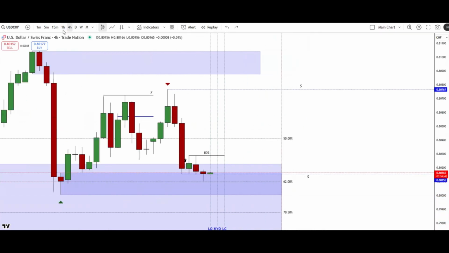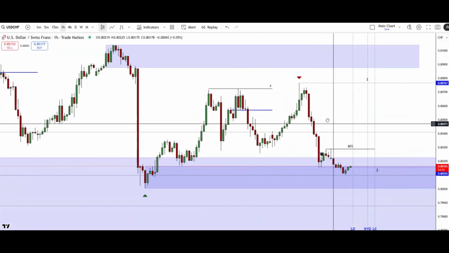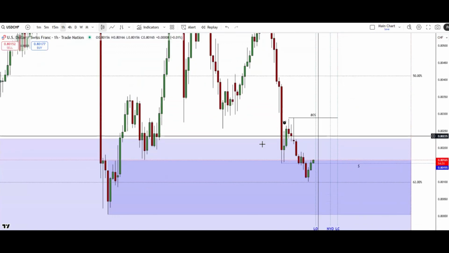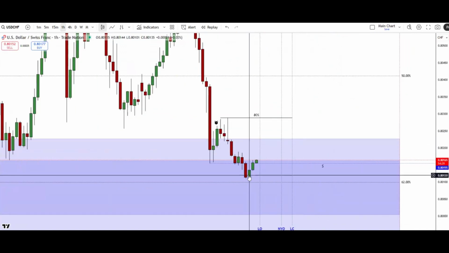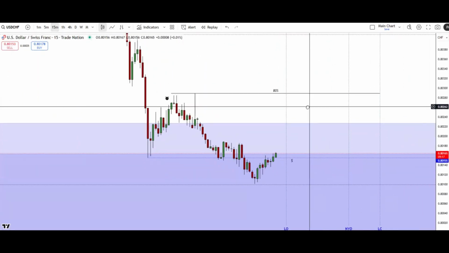So I'll be waiting for obviously London session this morning. That's 8 a.m. GMT +2. And a key thing that I look for: if the previous day high or low was swept prior to a session open, then I'll look for that session liquidity to be swept at the start of the session, or some sort of session liquidity to be swept.